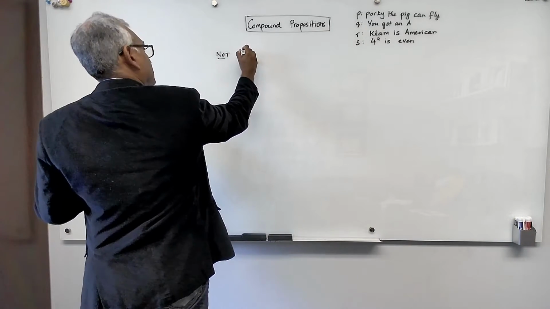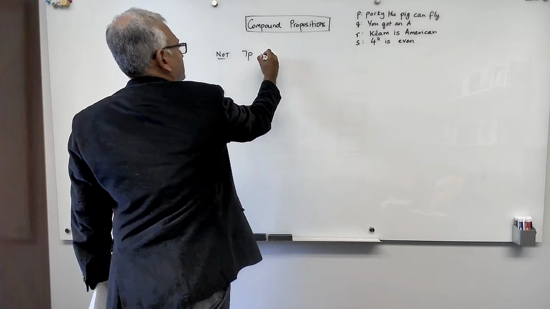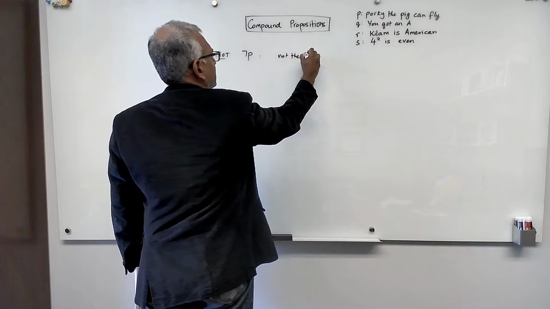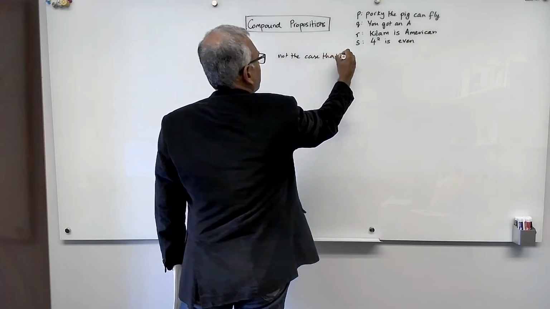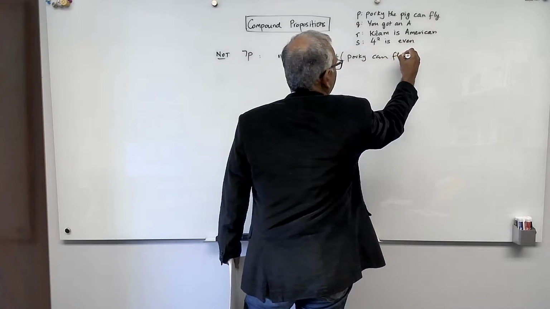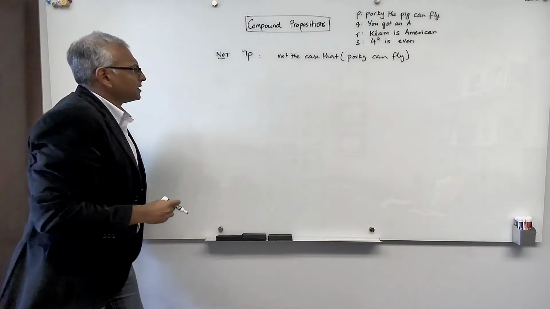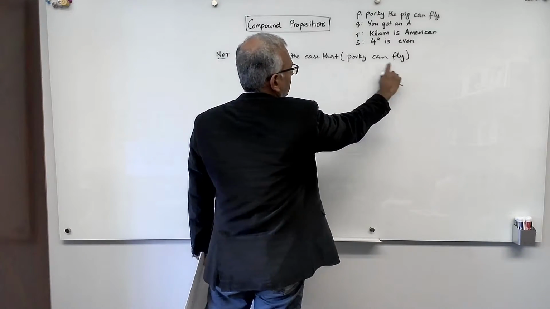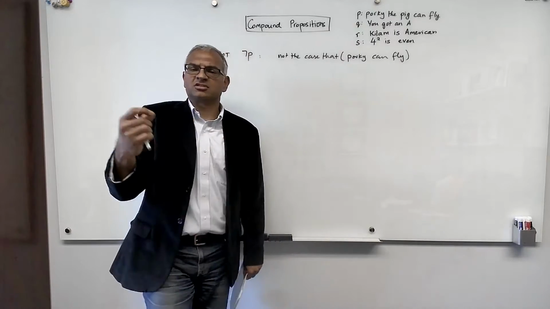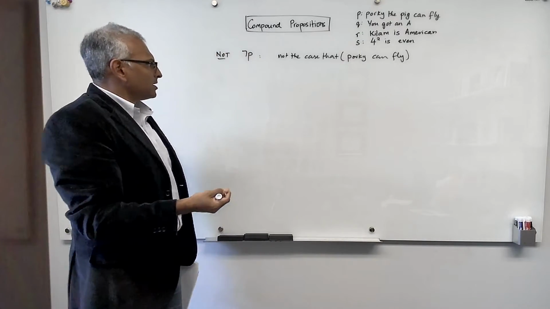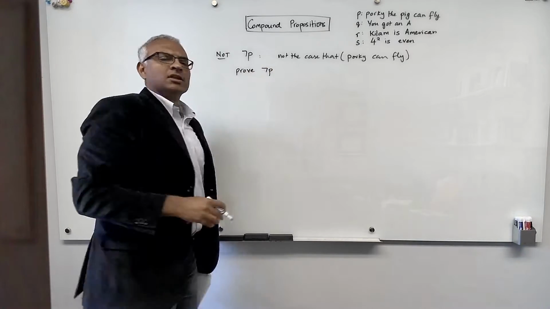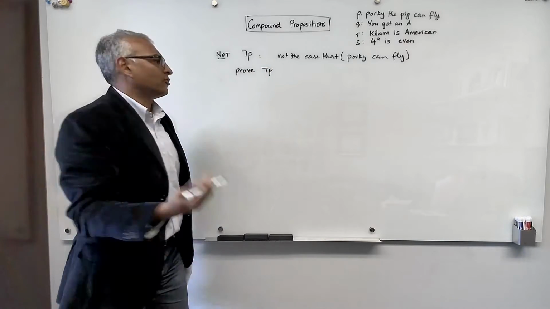So for example, not P. Okay, it's not the case that Porky can fly. Okay, very simple. Okay, so since Porky cannot fly, then P is false, and so not P is true. So not P is just the opposite of P. Okay, and if you're asked to prove not P, that amounts to showing that P is false.